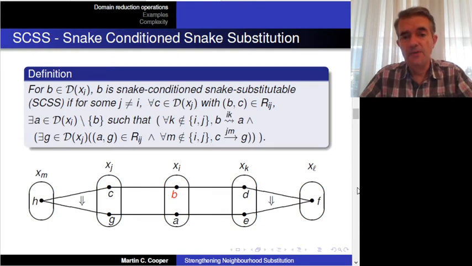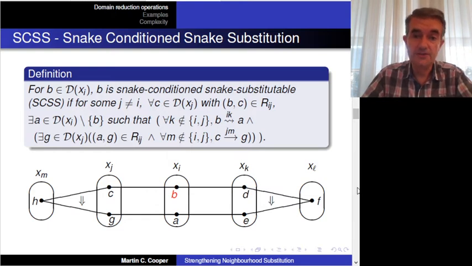Now, I won't go into the details, but we're interested in merging these two operations, which seem to be orthogonal. Can we find an operation which generalizes both? Yes, indeed we can. And I call this snake condition snake substitution because there in fact are 2 snakes.